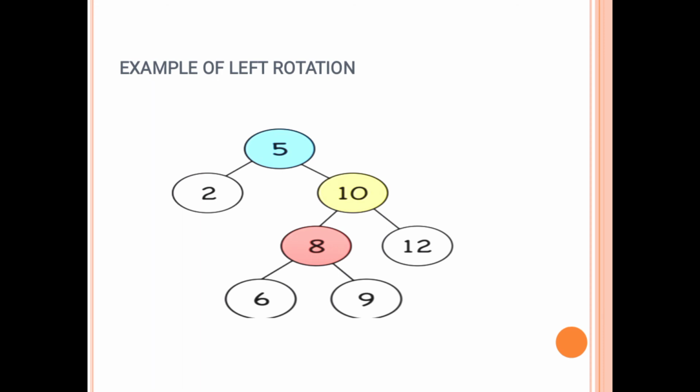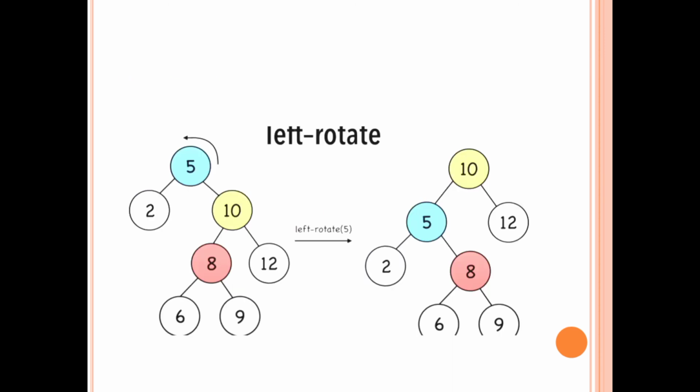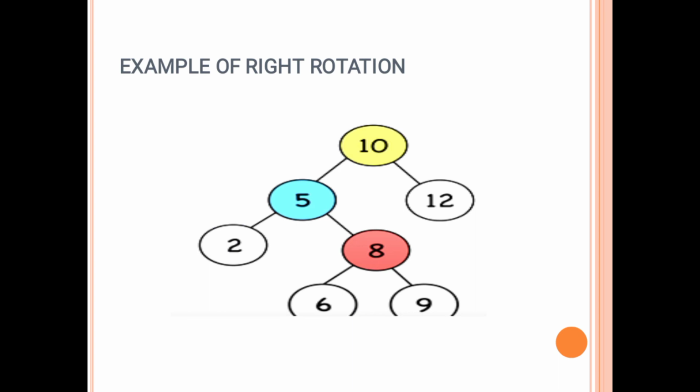Here we have to do the left rotation of the 10. It means 10 comes to the parent, and on its left side we have to connect the 5, and on the right side we have to connect the 8. This is the left rotation of the tree. Here we see 10 and its child 8. 8 is connected to the 5, and its right side we have to connect to the 8. This is the left rotation.